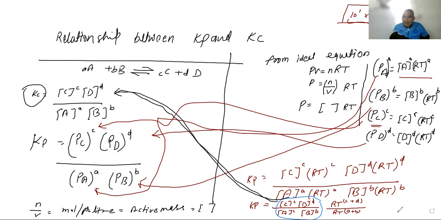Yes, sir. So what I am writing, here you see, KP is equal to KC. Can we write KC? Yes, sir. KC, and I am writing RT. Again, you see, C plus D minus A plus B is equal to, I am writing delta Ng. So KP is equal to KC RT power delta Ng. This is our final equation: KP is equal to KC RT power delta Ng.